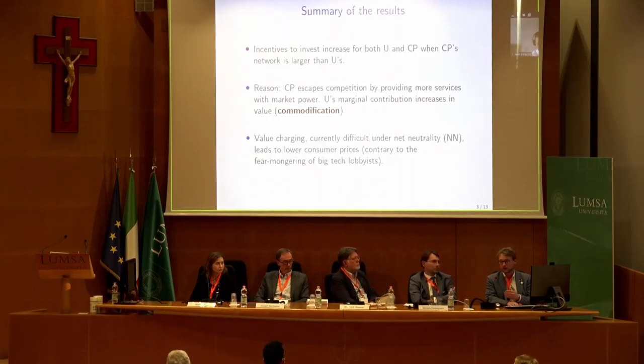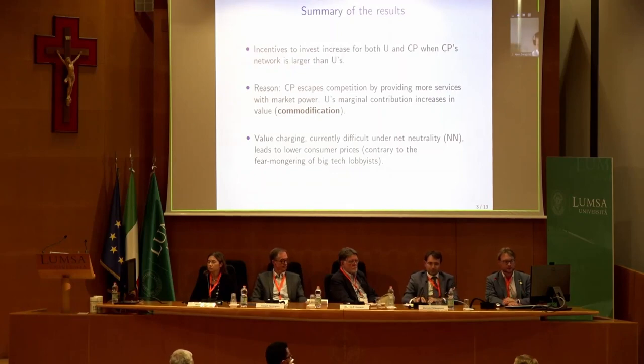And what am I going to find, or what are some of my preliminary results at this point? Most importantly, I find results on infrastructure investments, namely the incentives to invest increase both for the upstream player, the infrastructure firm, and for the vertically integrated platform CP, when in equilibrium, CP's network is larger than U's. The reason for this is that CP manages to escape competition by providing more services than its rival, but paradoxically, the reason for U is that it loses its strategic role of pushing CP into the region where it has market power, yet it can contribute to CP's profit on the region where it has market power.